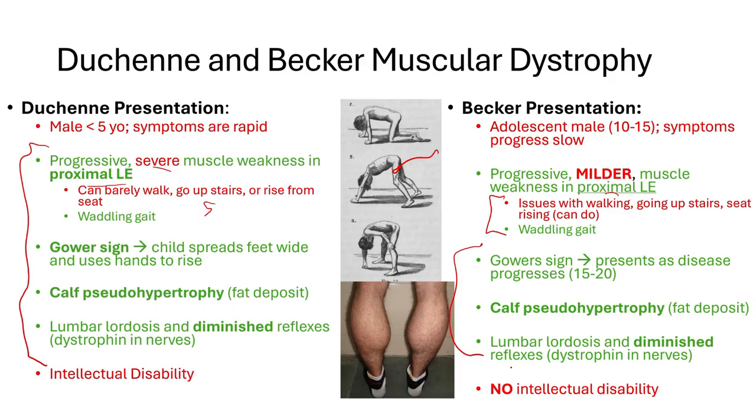Now, something that is important is that as Duchenne's can have intellectual disability, although they do not have to, in Becker's, you will almost never have intellectual disability. You typically have a normal IQ quotient. Now, how do we diagnose Duchenne's and Becker's?